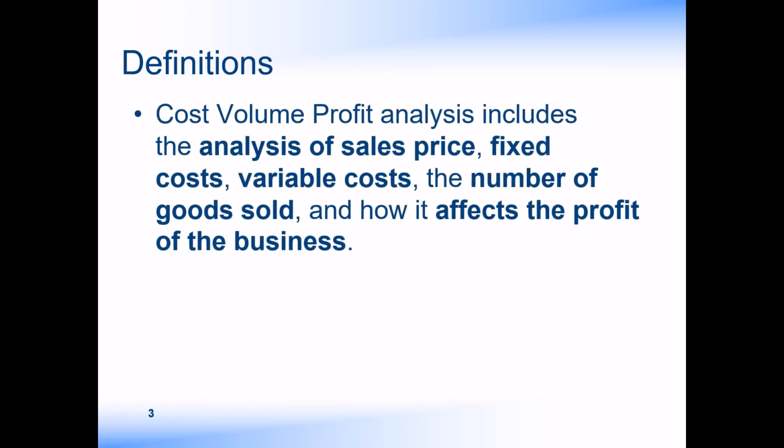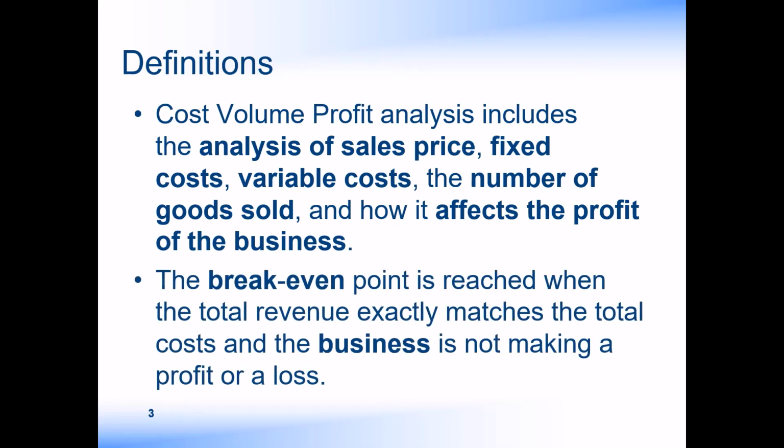Let's look at what the terms mean. Cost volume profit analysis includes the analysis of sales price, fixed costs, variable costs, the number of goods sold, and how it affects the profit of the business. The break-even point is reached when the total revenue exactly matches the total costs and the business is not making a profit or a loss. If the firm can sell at a production level above this point, it will be making a profit. So we can see that in a COVID-19 situation, businesses need to know the level of business they need to achieve in order to cover the fixed costs.